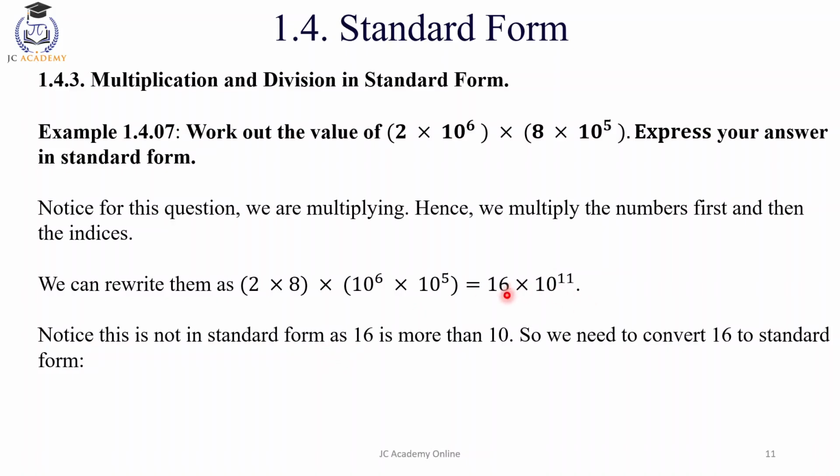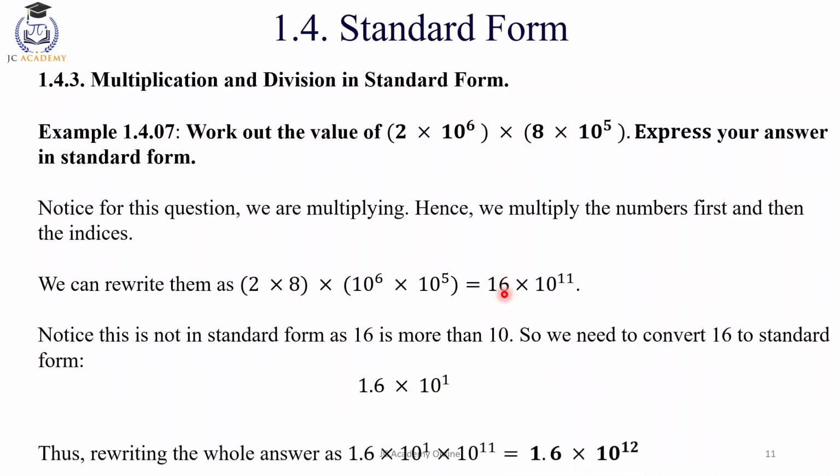Now from here, notice that this is not our final answer because the answer is not in standard form. The reason is the number 16 is more than 10. So we need to convert the 16 to standard form. We need to move the decimal point 1 place to the left. To get back to the original 16, we need to move the decimal point 1 place to the right. So 1.6 times 10 to the power of 1 is the same thing as 16.